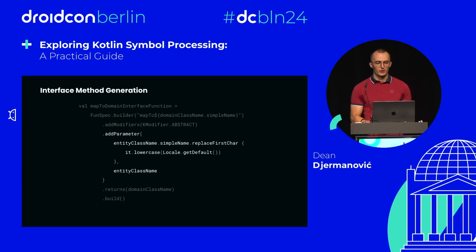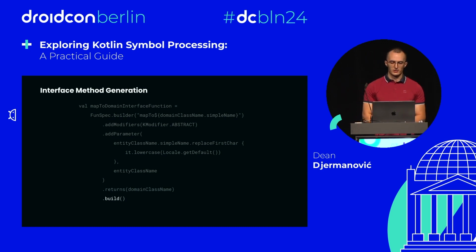In our case, parameter type is going to be a type of the class from which we are mapping. After that, we need to specify the return type, and we do that by using returns method on the funspec builder. And in our case, return type is going to be a type of the class to which we are mapping. Finally, we are calling a build method on the funspec builder to get a funspec instance.